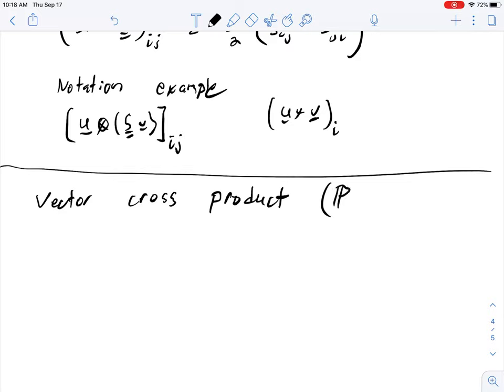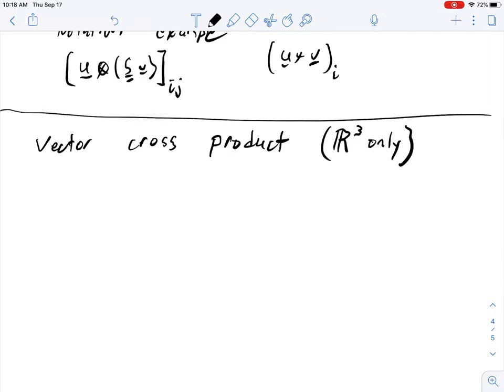So remember, the cross product is R3 only. So our vector space V is a three-dimensional vector space that has an inner product and therefore an orthonormal basis, and we have picked an orientation for it. And that is how we can have a cross product. An orientation meaning we've defined a right-handed order of the basis vectors. So that gives you positive and negative volumes and area vectors that go one way or the other based on the right-hand rule.